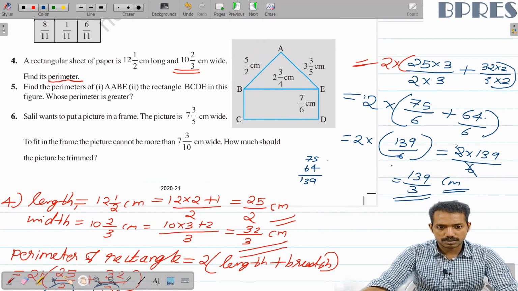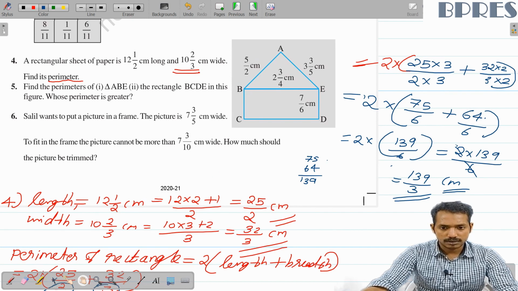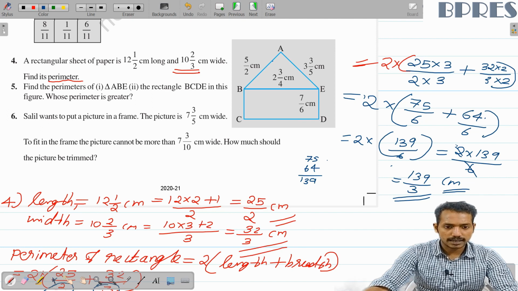Now here for question number 5, a figure is given, find the perimeter of triangle ABE. So just add these 3 sides, you will get the perimeter. And for rectangle BDE, in this case also you can add these 4 sides, you will get the perimeter.